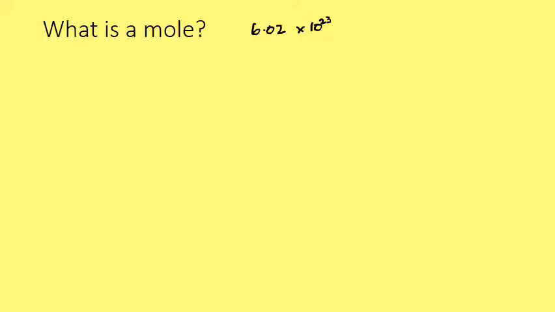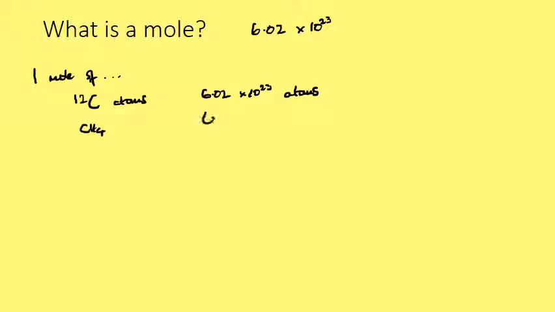So if we had a mole of carbon atoms, let's even say carbon-12 atoms, what would we have? We would have 6.02 times 10 to the 23 atoms. And if we had a mole of methane molecules, we would have 6.02 times 10 to the 23 molecules.